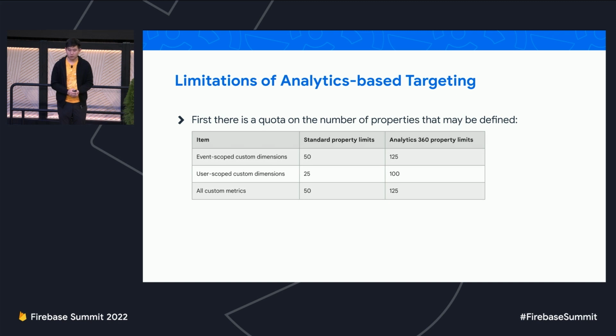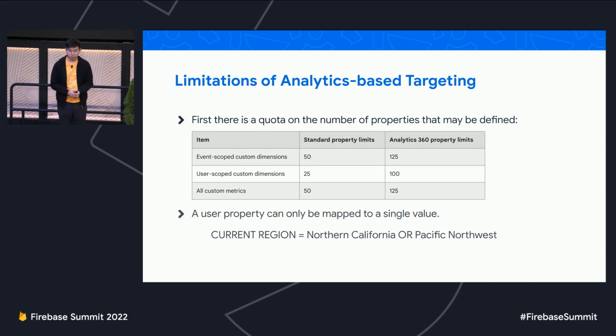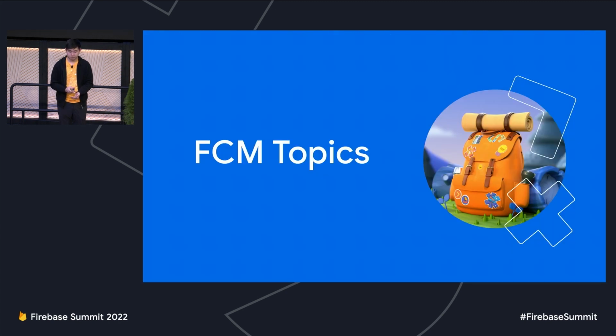First, there's a quota on the number of custom dimensions that you can create. Next, user properties can only be mapped to a single value. For example, the current region can only be set as Northern California or the Pacific Northwest, but not both. This gets tricky to set up for many one-to-many relationships. To solve this problem, let's see how we can use targeting via topic subscriptions.